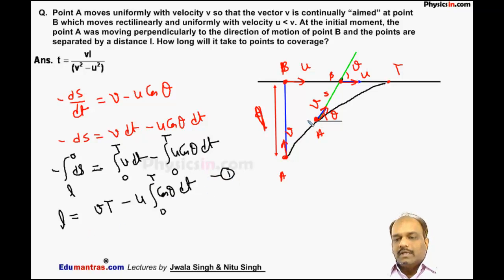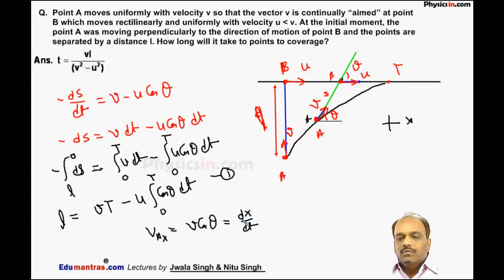Now see this particle A. Along the x-axis, if I choose this as the x-axis, the velocity of A along the x-axis is v cos theta, and this is equal to dx by dt. So from here I can say dx is equal to v cos theta into dt.